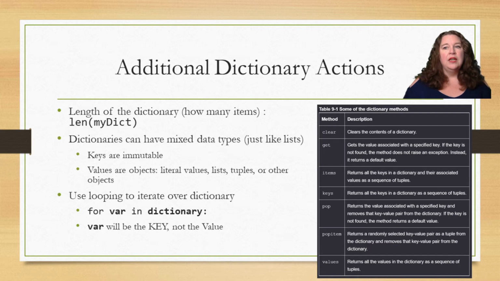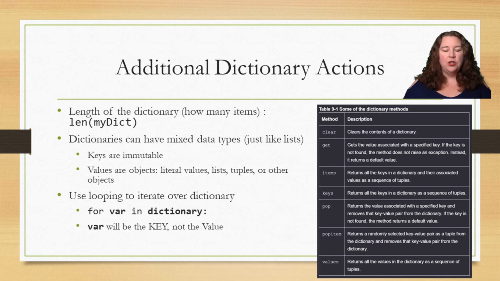Dictionaries are mixed type, meaning that you can have multiple types of values in there. However, your keys have to be immutable, which means they cannot be changed. So remember, strings work for that and literal values work for that as well. So I can put in an employee number of like 1, 2, 3, and that would be fine as a key.